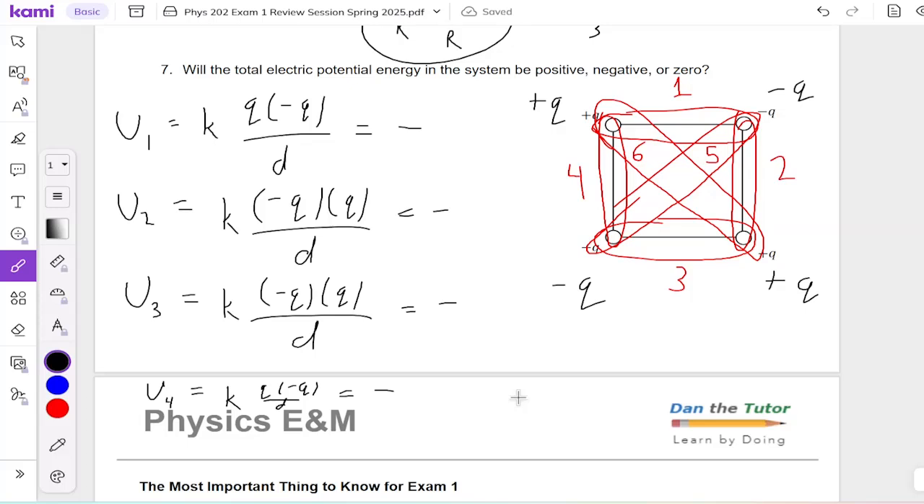However, will it be that easy? Stay tuned. For U5, finally we have a fight because 5 has 2 negative charges. And so double negative is going to be positive. However, you'll notice I left the denominator blank. It's not d. The distance is not d. Does anyone know what the distance would be?